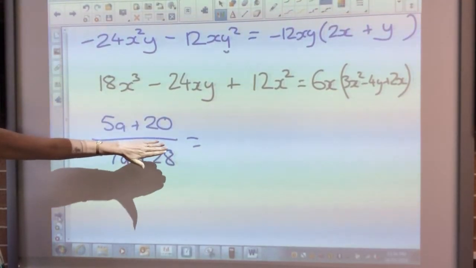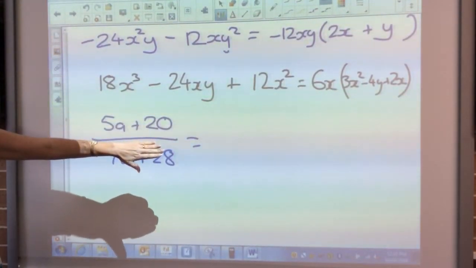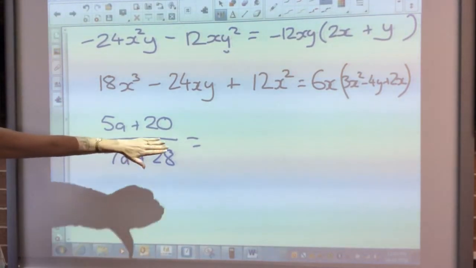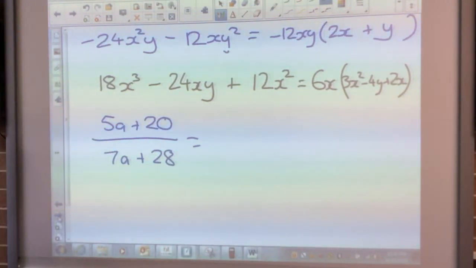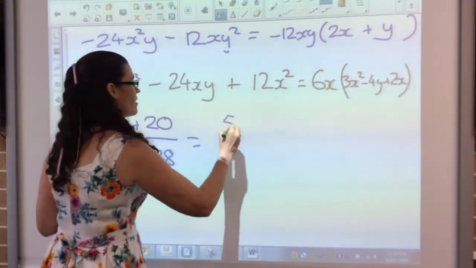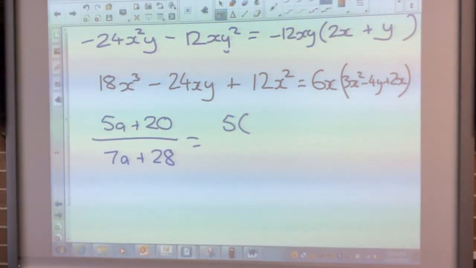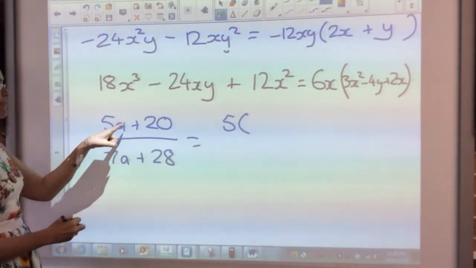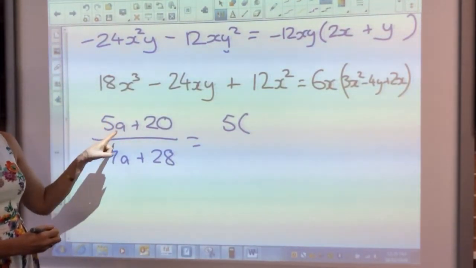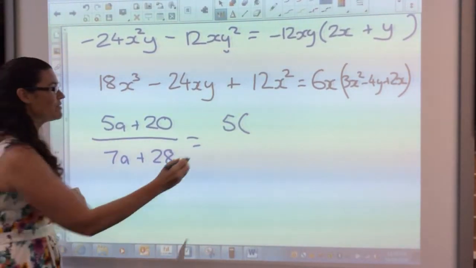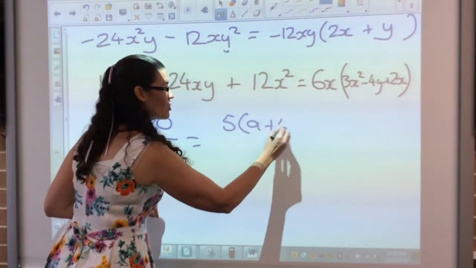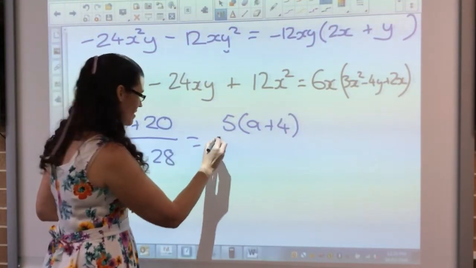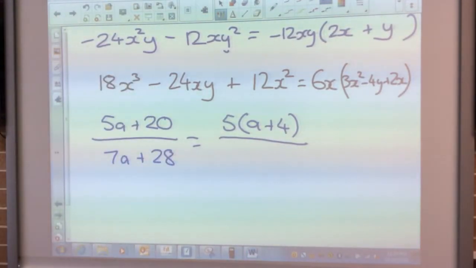How would you factorise 5A plus 20? What's common between 5 and 20? 5. And what does that leave? Keep going. So if I've taken 5 out as a common factor from this term, I've divided 5 out, what's going to be left? A, well done. If I divide 5 out from the 20, what's going to be left? 4. So you're happy with that as your answer for the top? Excellent work. Who's game to try the bottom?